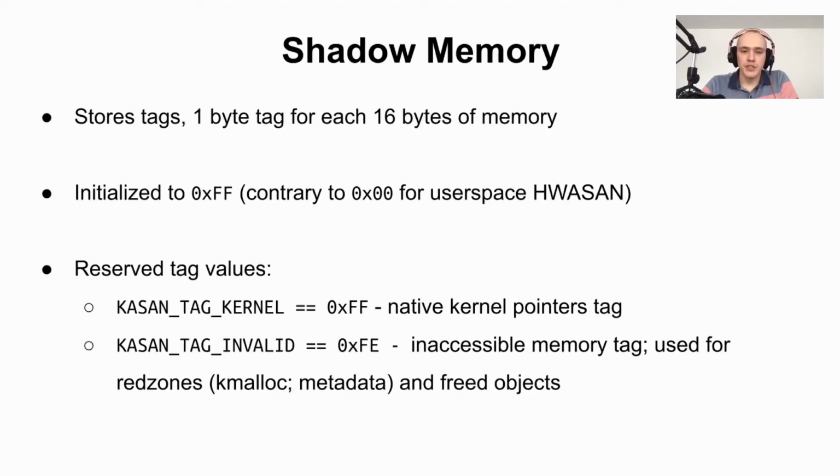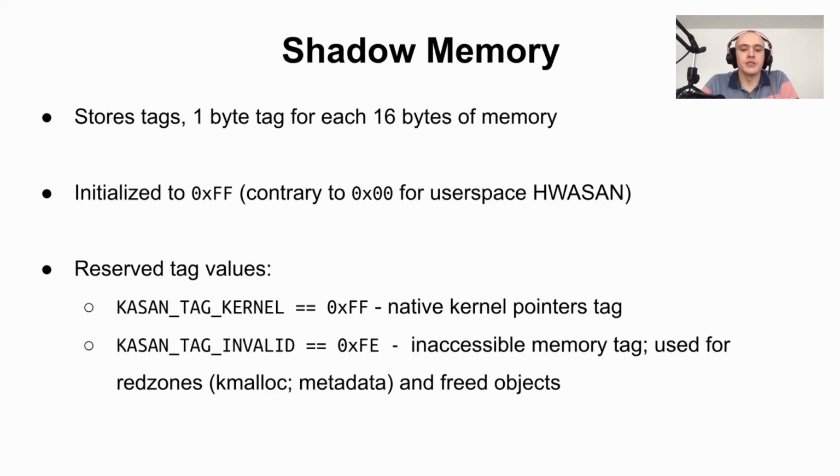So with tag-based KASAN, to store tags, we use shadow memory. Shadow memory is just a region of memory that is reserved specifically for KASAN. We use 1 byte tag for each 16 bytes of memory. Since the native kernel pointers actually have FF in their top byte, we initialize all shadow memory with FF.